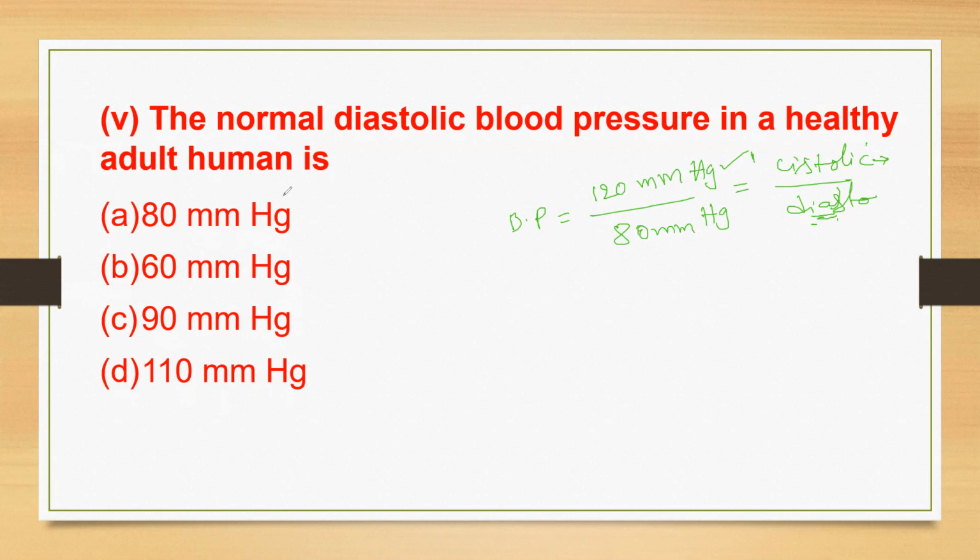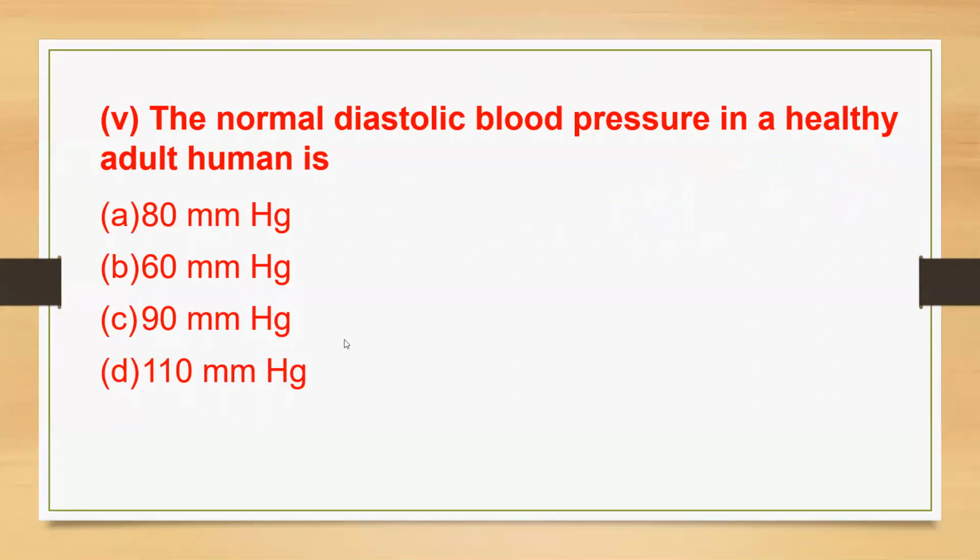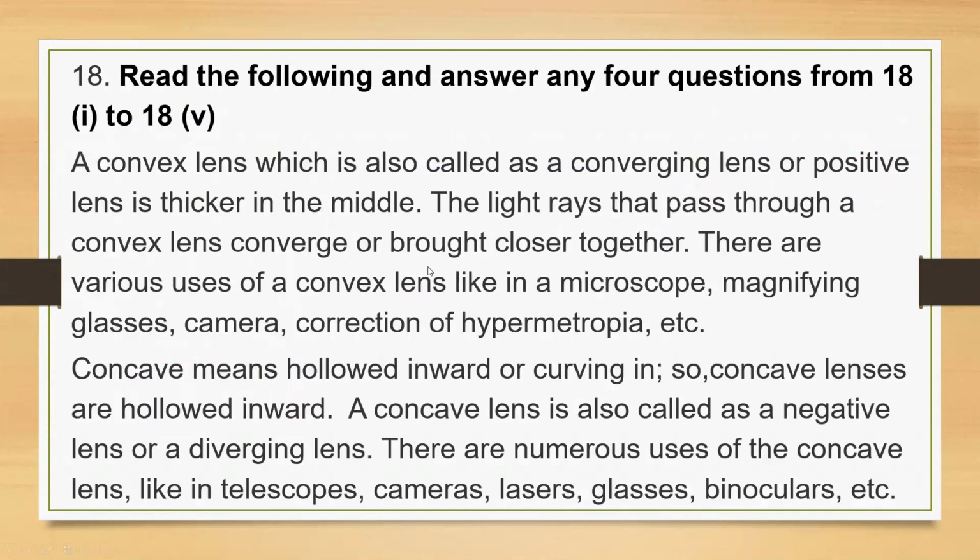What will be the correct answer? It would be B. Sorry, A is the 80 mmHg. mmHg is millimeter of mercury. Okay, the correct option. Systolic and diastolic blood pressure is 120 by 80. But in the question, what are they asking? Only diastolic pressure. That's why option A is the correct one.